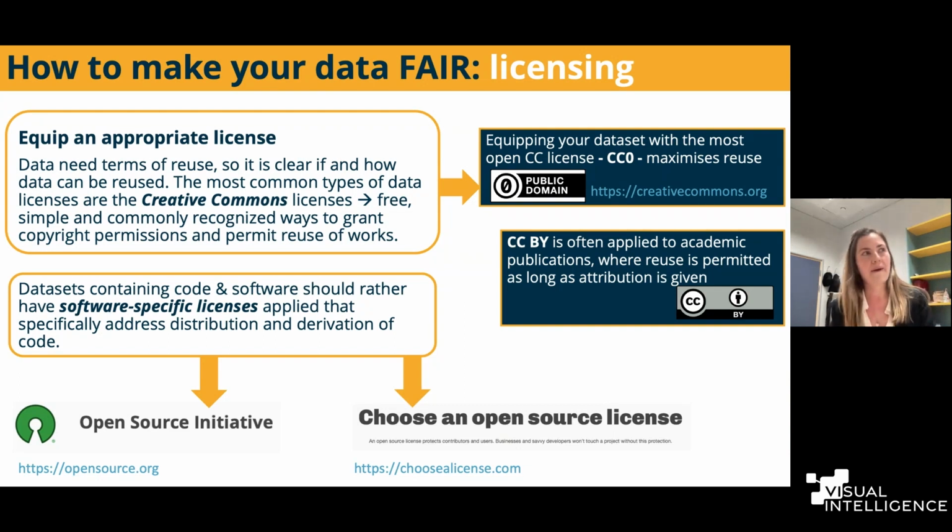The difficulty comes in, of course, when we have data sets containing code and software. Then you should be looking to the more software-specific licenses that Radovan outlined, because they are widely recognized in their field, and they address more specifically derivative works and distribution. Radovan already outlined great resources, and the ones that we've looked at a lot are the Open Source Initiative, as well as Choose a License, which is a nice way to get started.